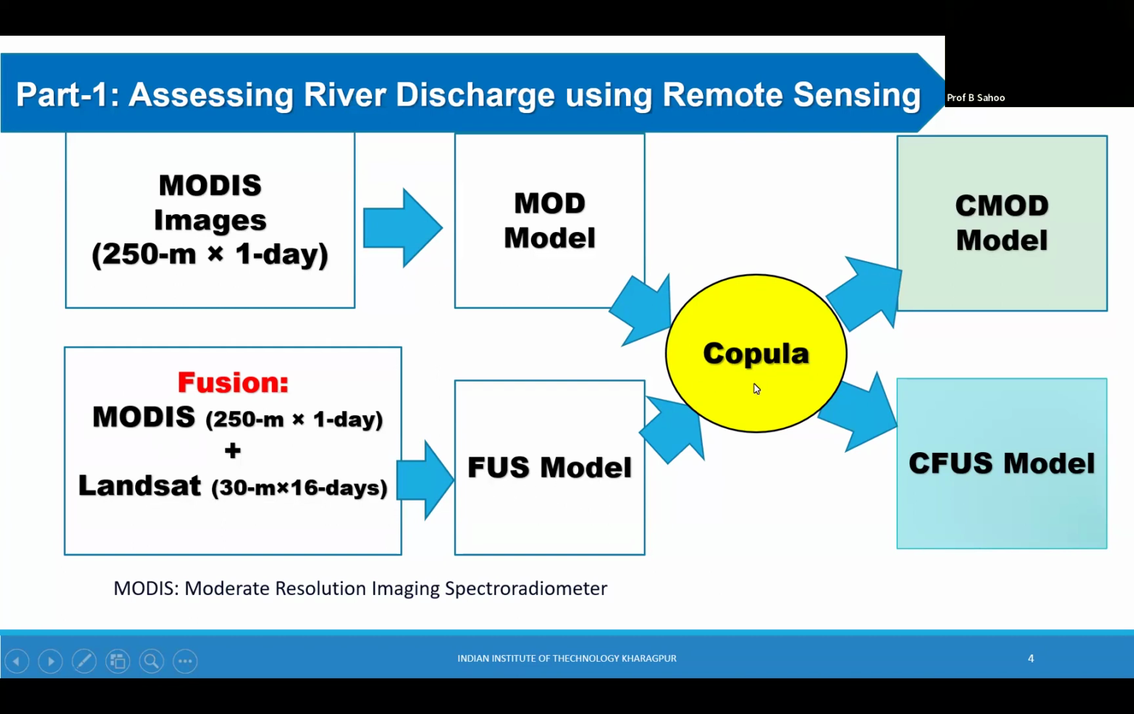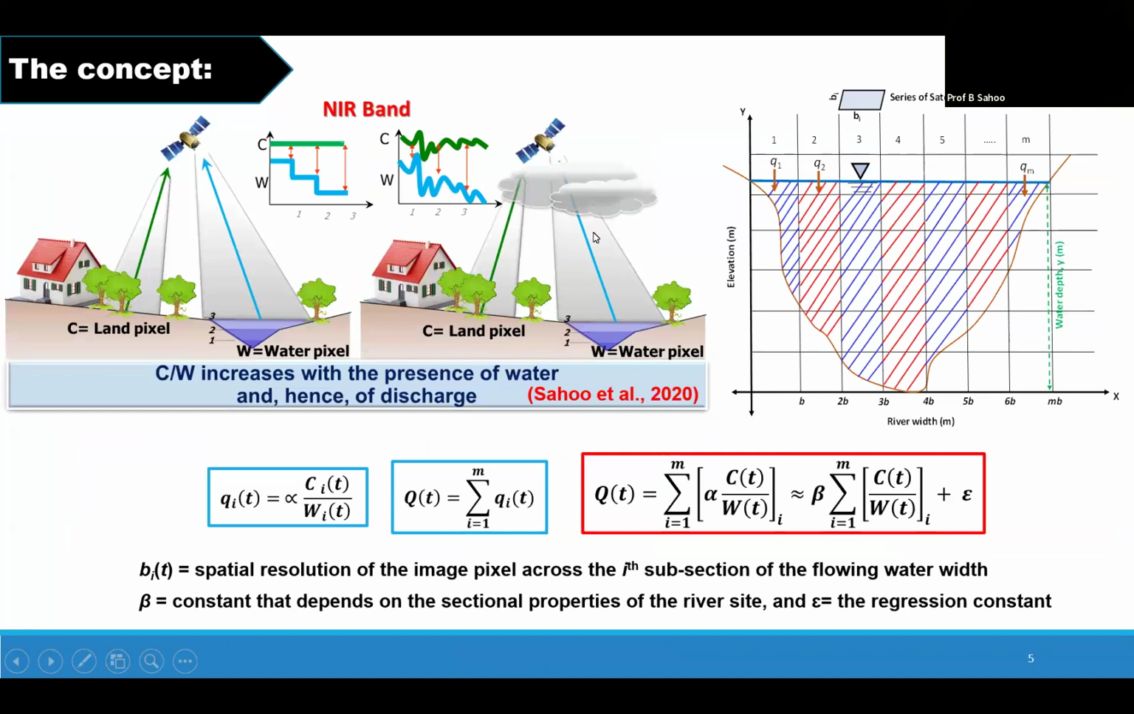Then we used one probability statistical model called the copula, which involves the marginal distribution and joint probability distribution. Then we developed the CFOS model. C is for copula, and FOS means the fusion model. The concept you can see in this picture. When there is a satellite here, we have the land pixel, and from the water we have the water pixel. More radiation will be absorbed by the water, so the reflectance will be less.